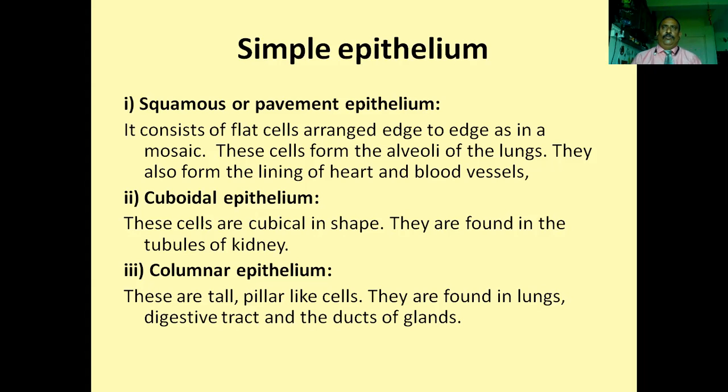Cuboidal epithelium. Cuboid is the three-dimensional view of a square, and these cells are of such type. They are found in the tubules of the kidney. Then columnar epithelium: these are long, pillar-like structures. They are found in the lung, digestive structures, and ducts of glands.